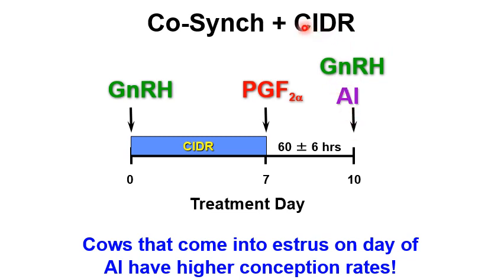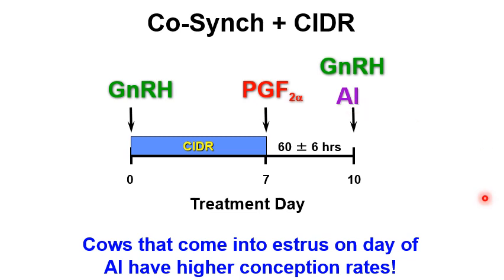When we administer that together with the CIDR, what we will do is give the GnRH injection. At the same time, we will implant the CIDR, or insert the CIDR in the vagina. Then after 7 days, or after a typical time, we get the animal at day 7 of the estrous cycle. So we give the PGF2 alpha and we remove the CIDR. We remove the CIDR and we do the AI 60 hours after.